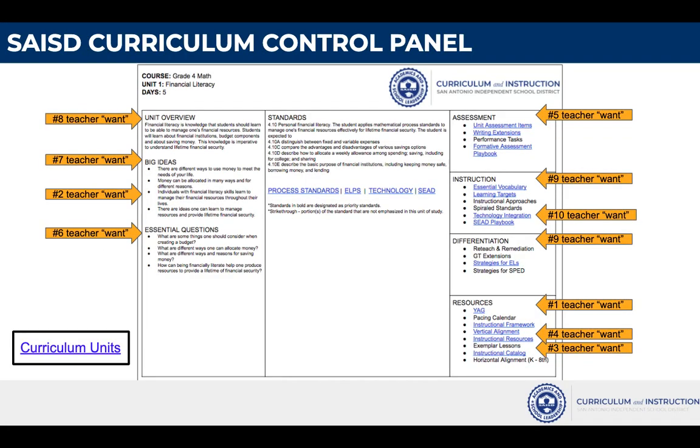Our units of study are contained within control panels. You can see this is one-stop shopping for teachers, where they have for each unit their overview, big ideas, essential questions. They also have standards that belong to that unit. And additionally, they have supports for developing instruction, which include assessment, instruction, differentiation, and additional resources. Remember that survey that we sent out to teachers? We made sure that the top 10 asks from teachers were represented right here on their unit guide.